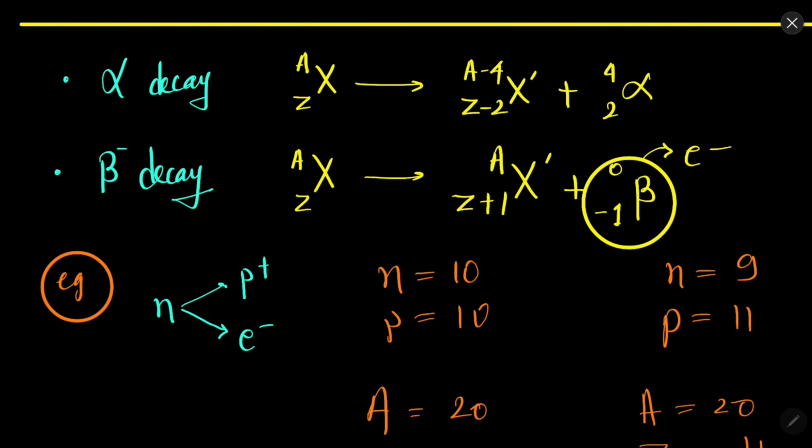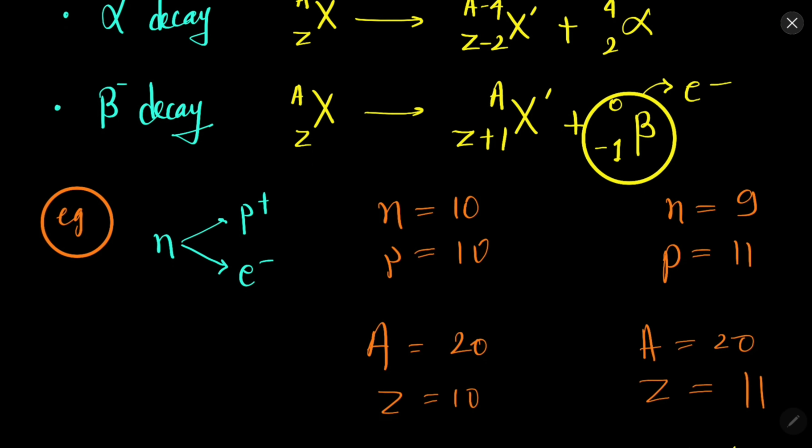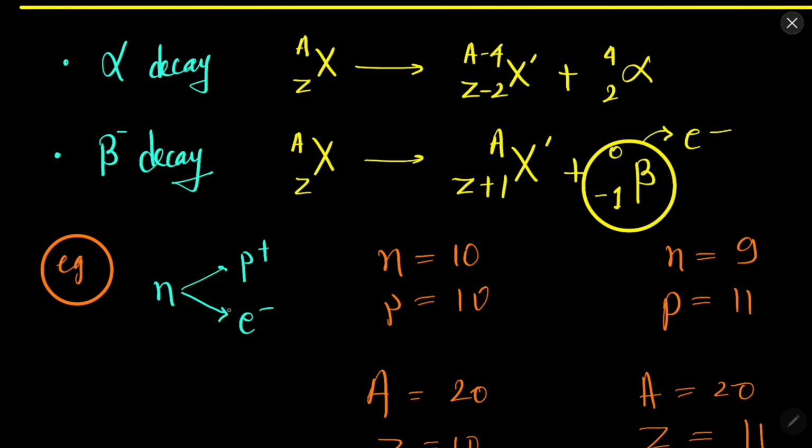So when alpha decay occurs, as discussed, 4 mass number and 2 protons, that is 2 atomic number, will get changed. So the mass number of the atom will reduce by 4 and the atomic number will reduce by 2. In beta decay, how does beta decay happen? It is very interesting because in the nucleus there is no negatively charged electron. So what happens is that the neutron splits into a proton and an electron, and because of that this electron is emitted in the form of beta rays.